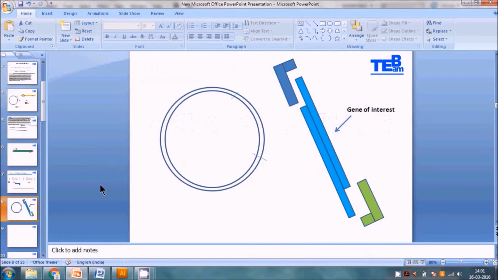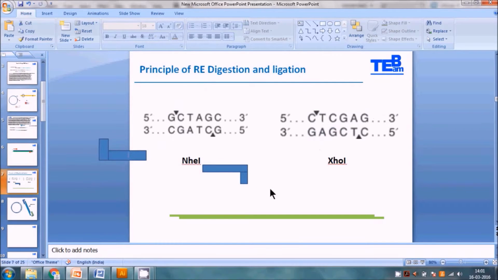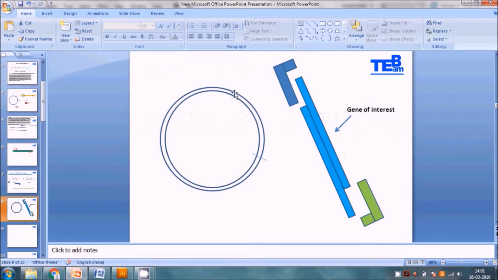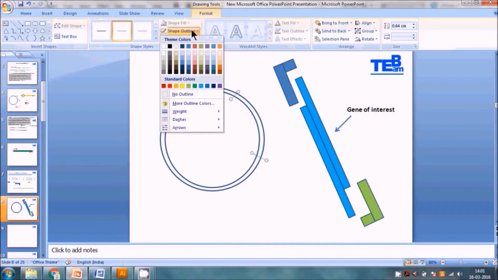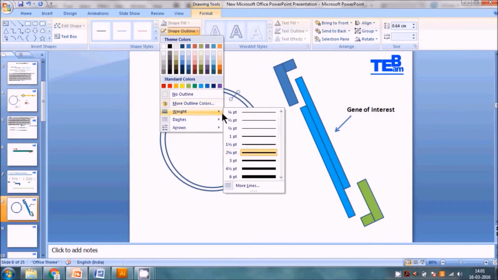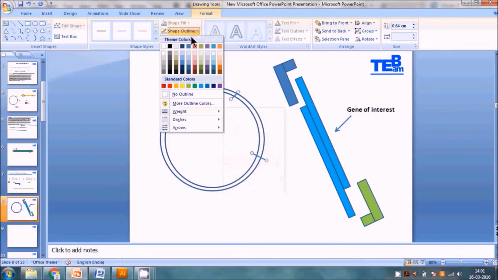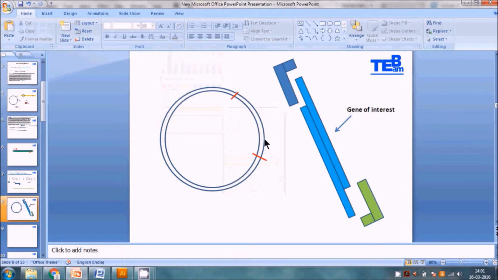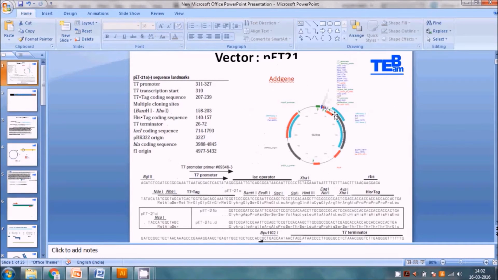Okay, and in this example I showed you how it will look after the cutting, and here I will explain how it will look in a plasmid also. So if you have the plasmid, you remember that this is the plasmid here, and then you have the NDE1 and XHO1 cutting site here.